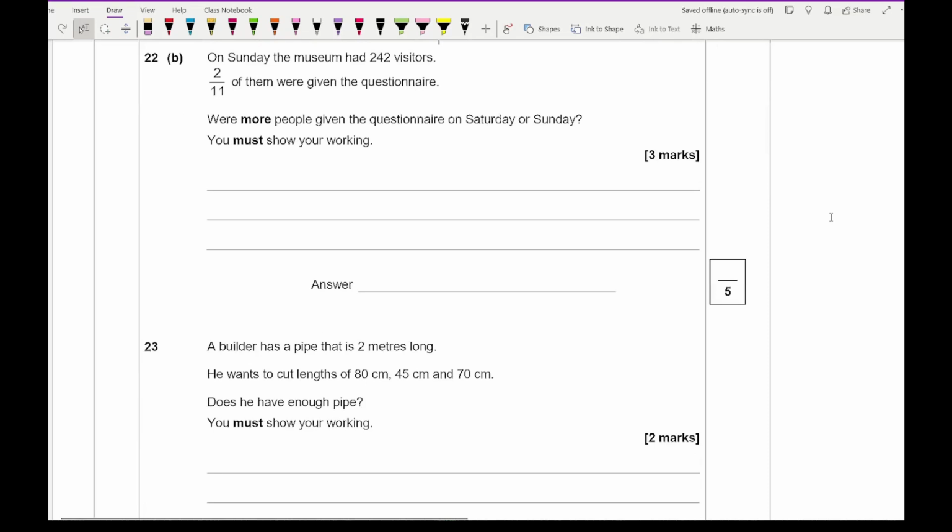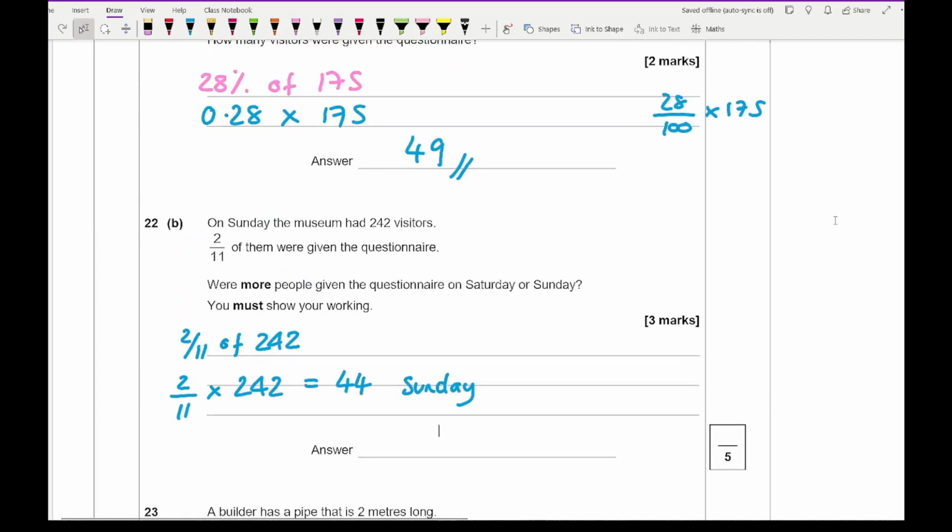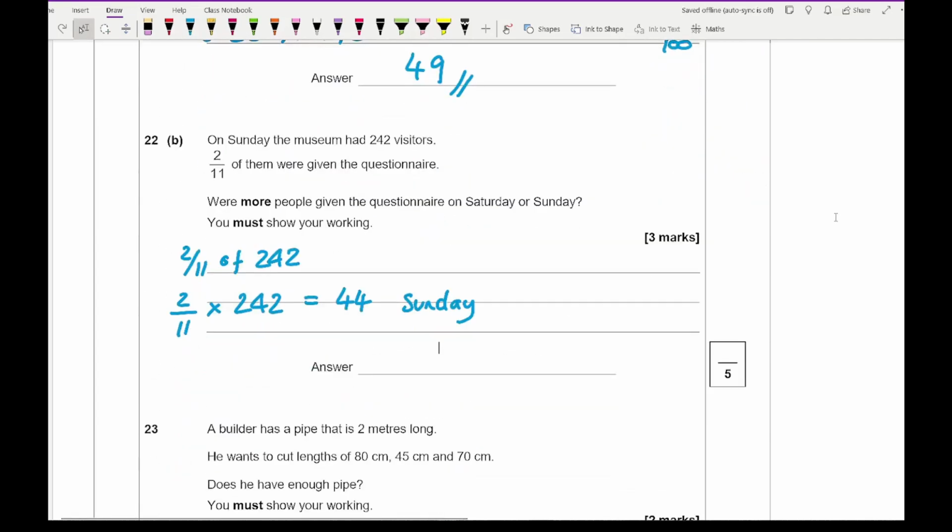Moving on to 22b, it says on Sunday the museum has 242 visitors. 2/11 of them are given the questionnaire. Were more people given the questionnaire on Saturday or Sunday? So first of all, what I need to do is work out 2/11 of 242. Now again, if I just type that into my calculator, of means times. So if I just enter that into my calculator, I get an answer of 44. So if 44 were on Sunday, and going back to part A, 49 were on Saturday, which day were more people given the questionnaire? Well, the answer then is going to be Saturday.